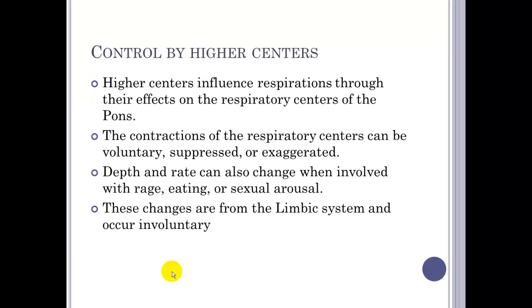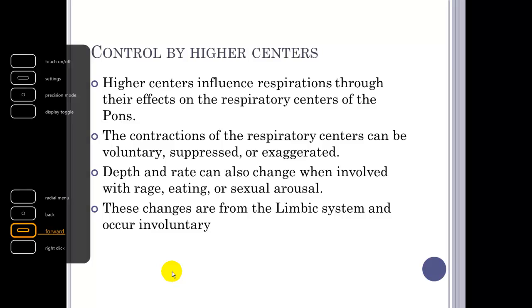Controlled by higher centers. Higher centers influence respirations through their effect on the respiratory centers of the pons. And this is going to be where the respiration is controlled. The contraction of the respiratory centers can be voluntary, suppressed, or exaggerated. Depth and rate can also change when involved with rage, eating, or sexual arousal. These changes are from the limbic system and occur involuntarily.